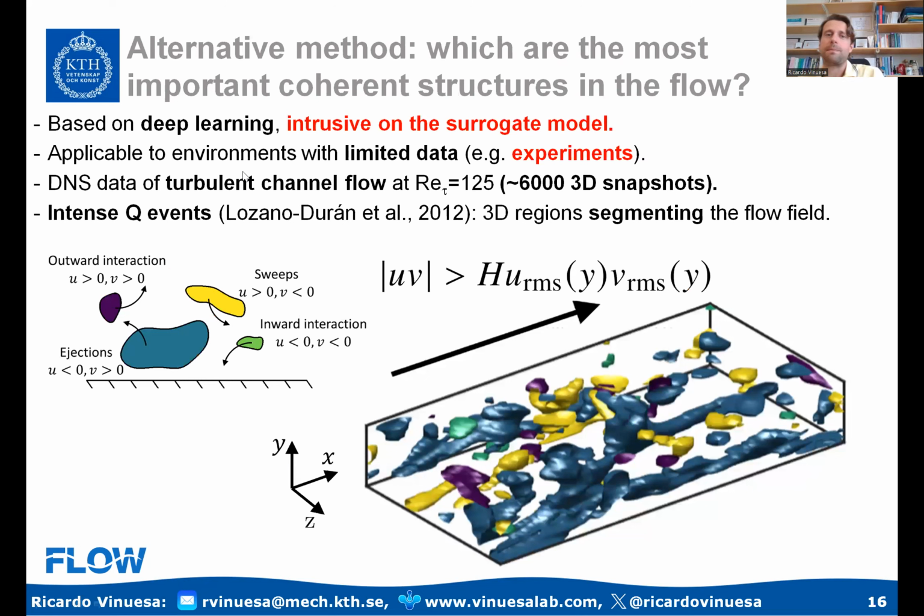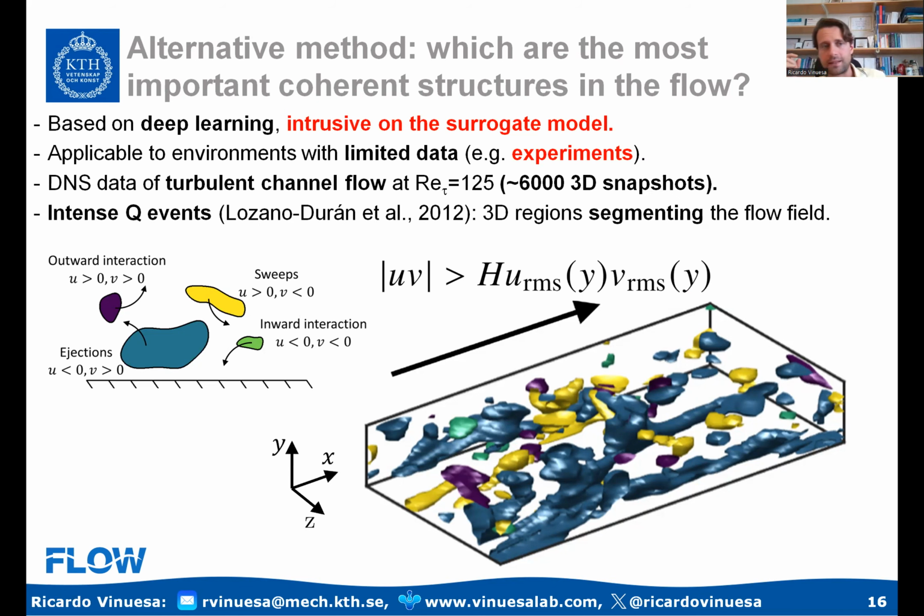So what we propose is a method based on deep learning, which is intrusive in a surrogate model. So we change the flow, but we change it in a post-processing way, in that surrogate manner, right? This has one advantage, and that is that it can be applied in contexts where there is not so much data, like experiments. So you don't need to run DNSs. You can do it with experimental data. And we showed the feasibility of this method based on deep learning on a turbulent channel at a low Reynolds number with 6,000 three-dimensional snapshots.